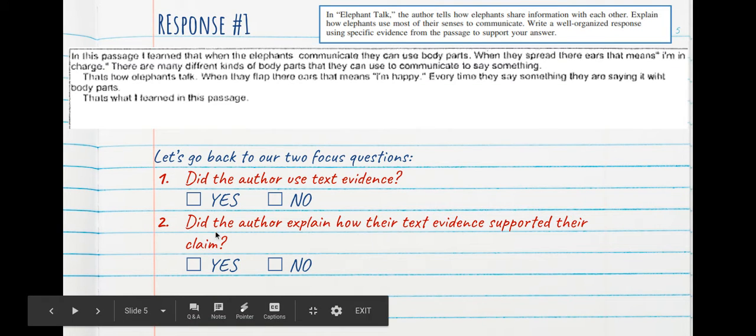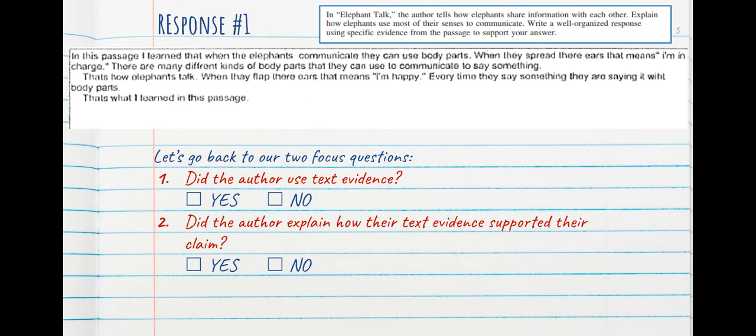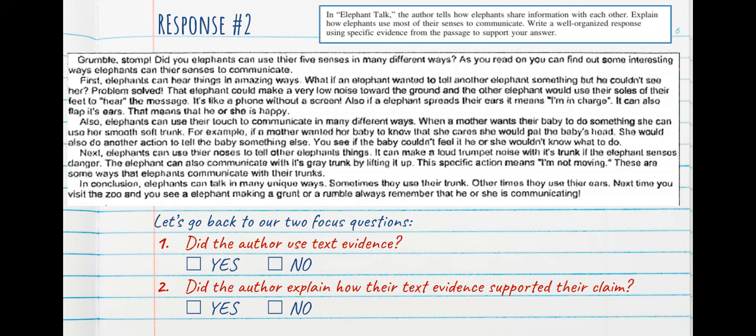My second question, did the author explain how their text evidence supported their claim? I would not say that this is true. They did not do a really great job of explaining why it mattered that they used that text evidence. Let's look at our second response.